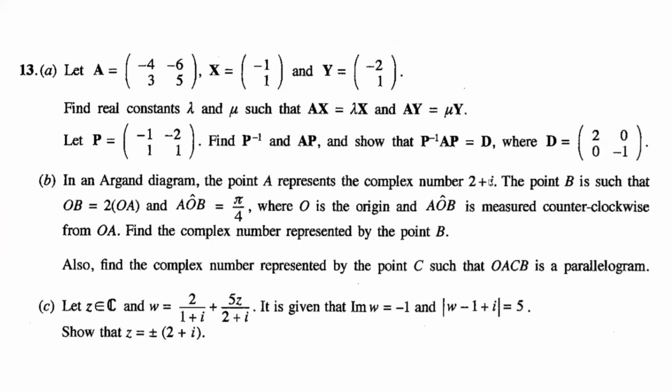We have been given that in an Argand diagram there are 2 points, A and B. Point B is such that OB is equal to twice the length of OA, and angle AOB is 5π/4. O is the origin. So we need to find the complex number represented by point B.